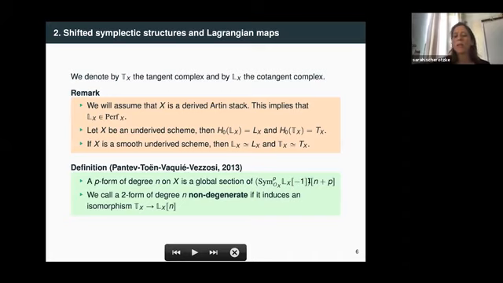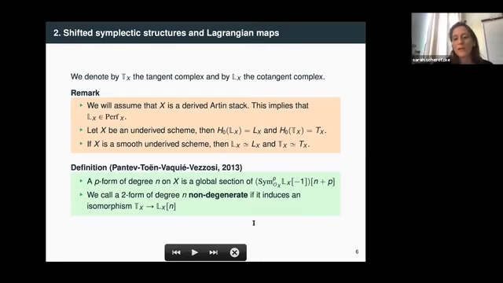So you can see that if you plug in p equal to 2 and n equal to 0, then you get exactly what the underived 2-form is. If you set in general n equal to 0, you will get the general definition of a p-form. And exactly like in the underived setting, if I have a 2-form, this will give me a morphism between the tangent complex and the cotangent complex, but now shifted in degree n, because we have this additional shift here.